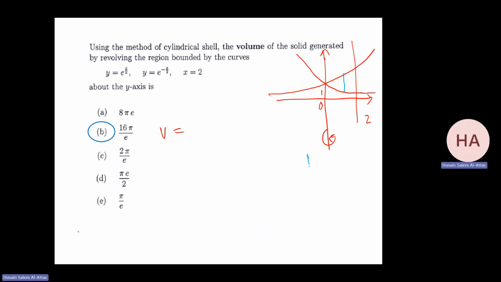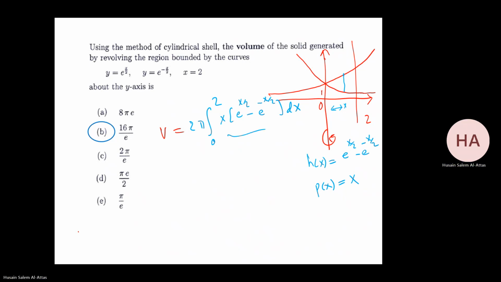So what is h of x? It will be e to the power x over 2 minus e to the power minus x over 2. What is p of x? It will be x, just this distance, which is x. So the volume will be 2 pi integral from where to where? From 0 to 2, x times (e to the power x over 2 minus e to the power minus x over 2) dx. Because with that, I need the integration by parts to do this integral.